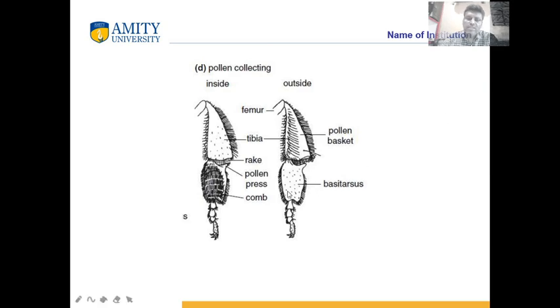Tarsus. The pretarsus is made up of a five segmented structure. Tarsus, then 1, 2, 3, 4, 5. There are five segments. The first is longer and is called the basitarsus, and the others are tarsomeres. The different segments of the tarsus are called tarsomeres.